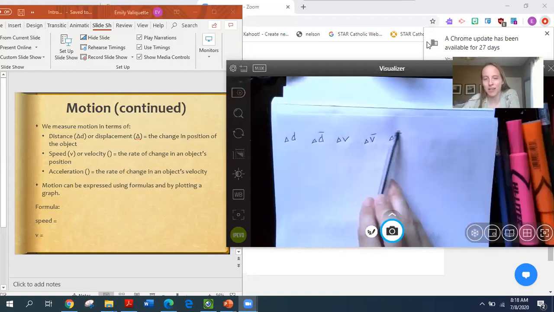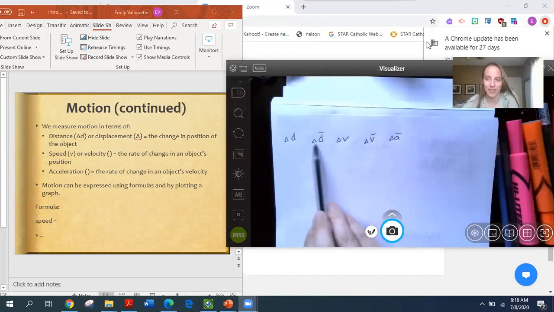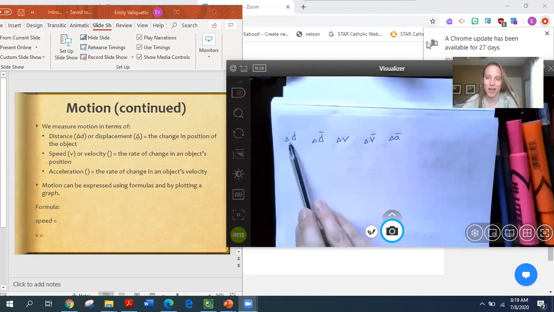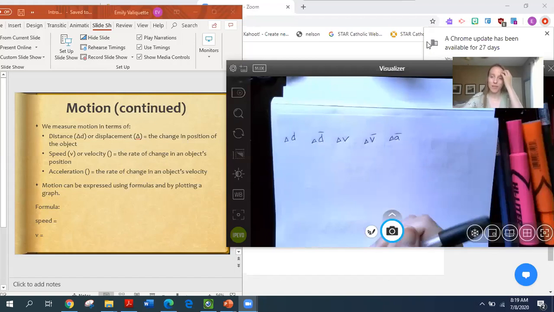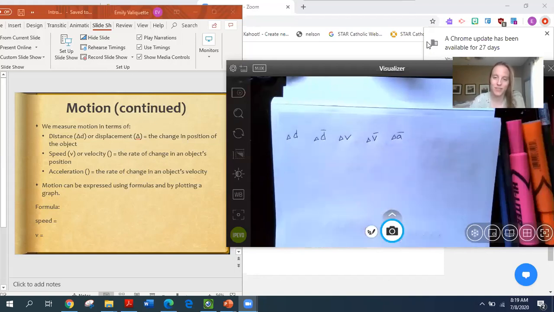Acceleration just describes how either the velocity or the speed is changing. Velocity and speed describe how the displacement and distance are changing. And then displacement and distance describe how the position of the object is changing. So you will have a formula sheet on the testing quiz for all of this stuff. Just so you are aware, you don't need to memorize any of these formulas.